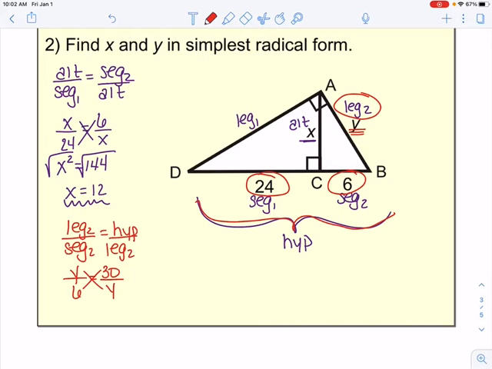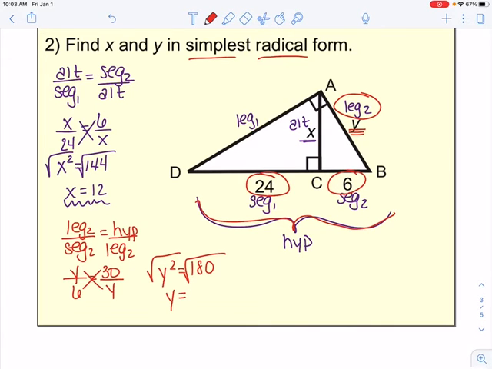So y times y is going to give me y squared. And 6 times 30 is going to give me 180. Opposite of squaring something is taking the square root, but this time 180 is not a perfect square. So again, the directions say in simplest radical form. So what I want to do now is find the biggest perfect square that's a factor of 180. This is from way back when. Remember, it's just going to keep coming up every so often.